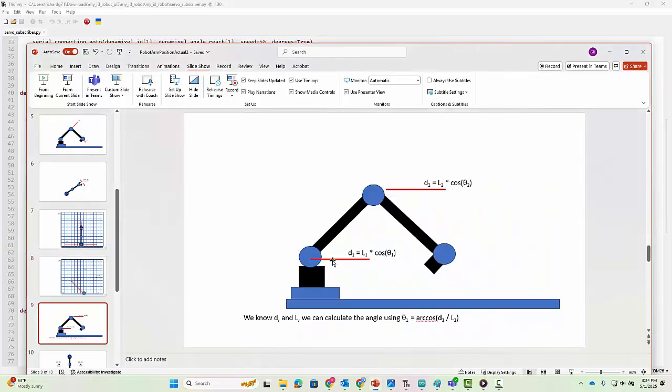Now what I need to know is what the angle is going to be for these two different servos. And that's going to depend on how far out my object is. So if I know the distance on this length of the arm, and I know the length of my arm, I can use the arc cosine to come up with the angle here.